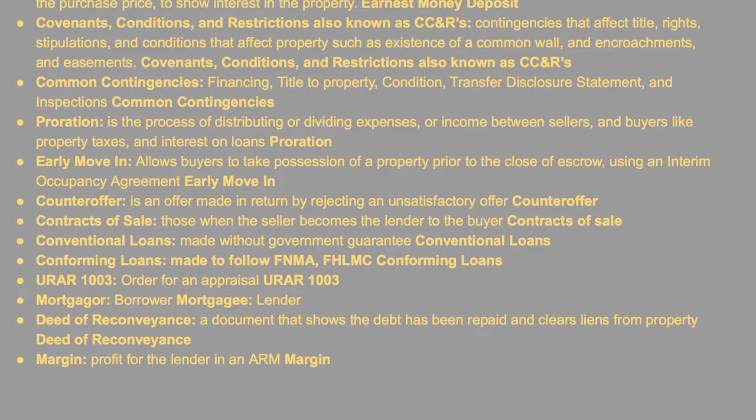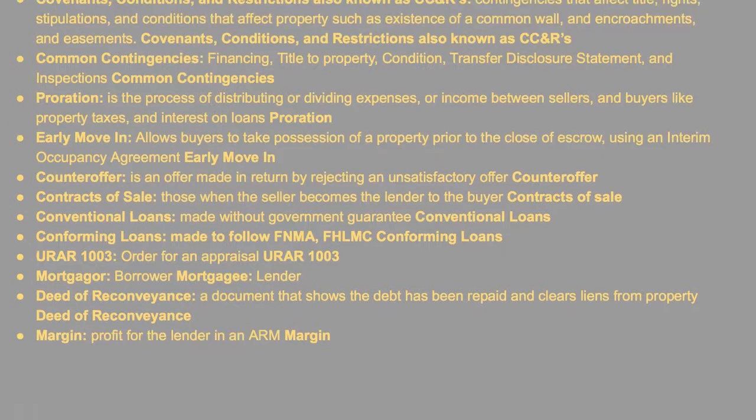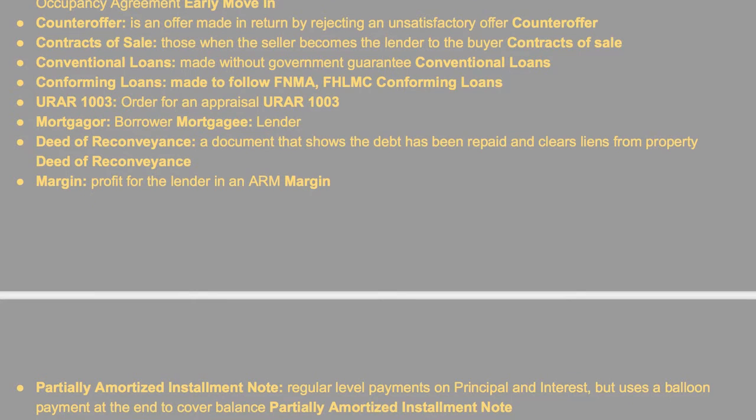Partially amortized installment notes are regular level payments on principal and interest, but use a balloon payment at the end to cover the balance. Interest only loans, also known as straight loans or term loans, have higher interest payments, but a larger payment is made at the end of the term to pay off the principal.